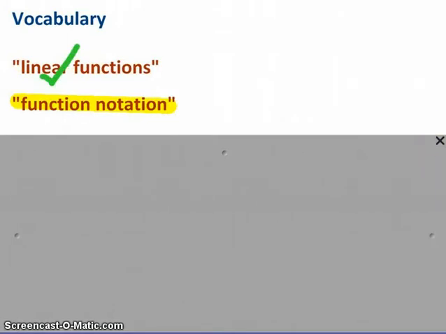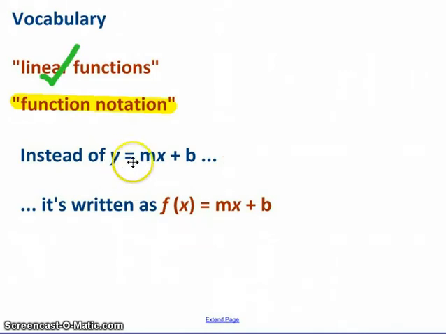The one remaining vocabulary term was function notation. Well, instead of calling it that old familiar friend, the slope-intercept form, y equals mx plus b, just substitute in f of x in place of y. That's all function notation is. But function notation is important and useful because it's clearly telling you, hey, this equation is a function. You don't have to wonder whether or not it is. You don't have to do your own vertical line test. It's telling you that it's going to be.